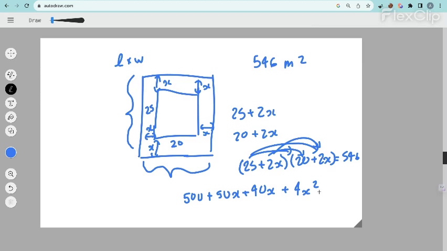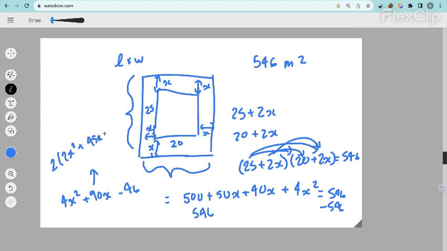Sorry, my cursor's not cooperating. Don't forget about the 546. If you bring this over, you should get 4x squared plus 90x minus 46. So what can you do here? What I would do is first factor. Then use the grouping that we know to actually solve the problem.